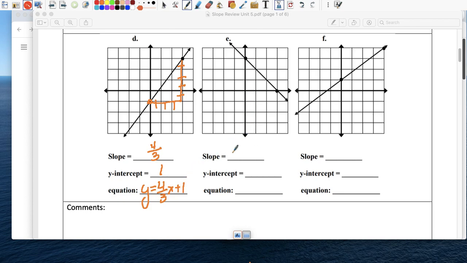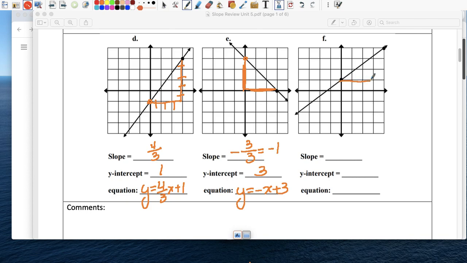Slope is negative, and then again, let me create this little triangle. So the height, the change in y values, is 3. The change in x value is also 3, so we can simplify that to 1, or just 1/1, or -1. The y-intercept crosses the y-axis at 1, 2, 3, positive 3. So the final answer is y equals -1x, or -x plus 3.